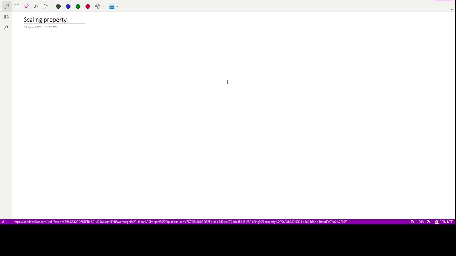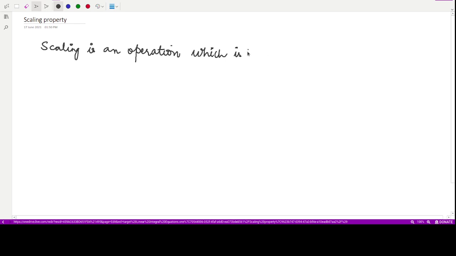In this video we shall be seeing the scaling property. So first of all we should understand what is scaling. Scaling basically is an operator. I can say scaling is an operation which is being performed onto some given function or signal.